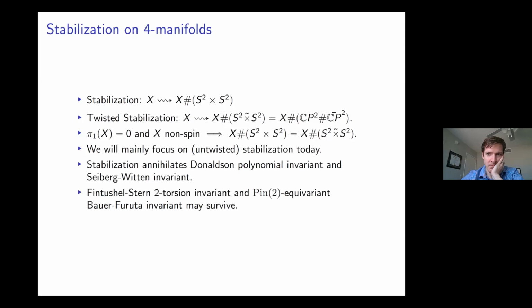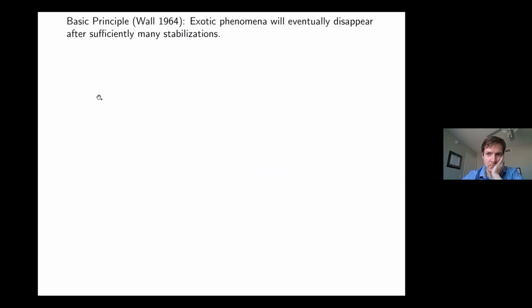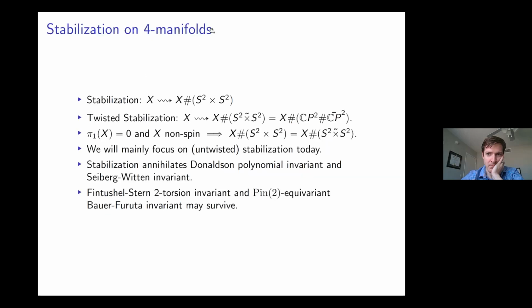But I want to make a further remark that there are some other gauge theoretic invariants that may survive under this operation, namely Furuta-Kametani's and Stern's torsion invariant and the Pin(2)-equivariant Bauer-Furuta invariant. It's an interesting fact that they are both defined for spin four-manifolds, and they both use the spin structure on the four-manifold in some interesting way. It turns out these two invariants may survive under the untwisted stabilization. Okay, any questions?